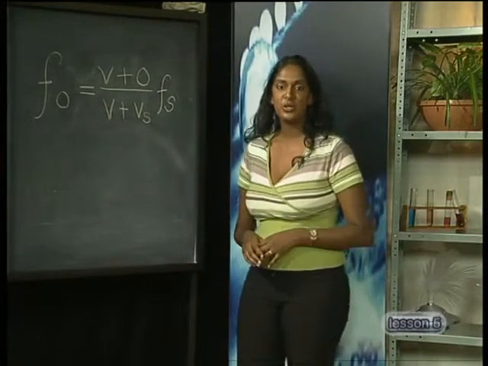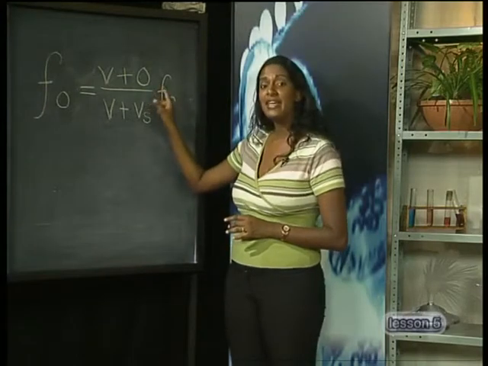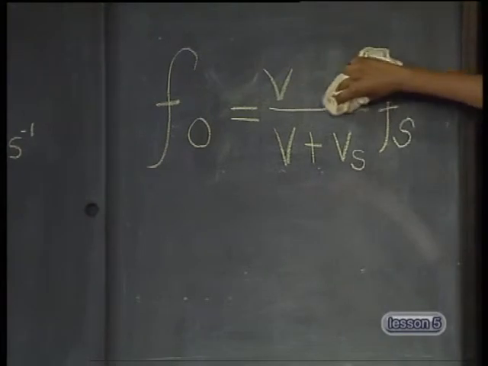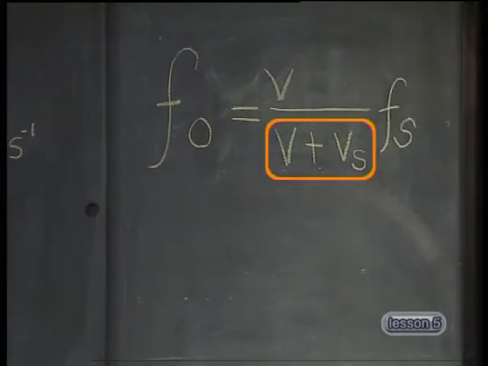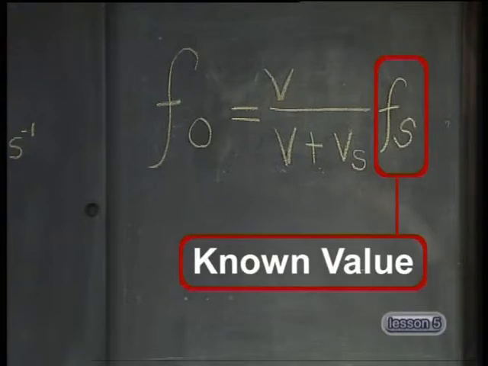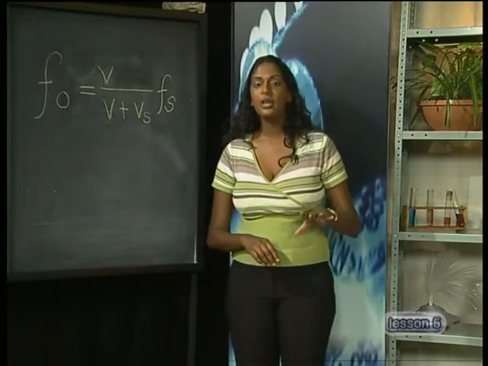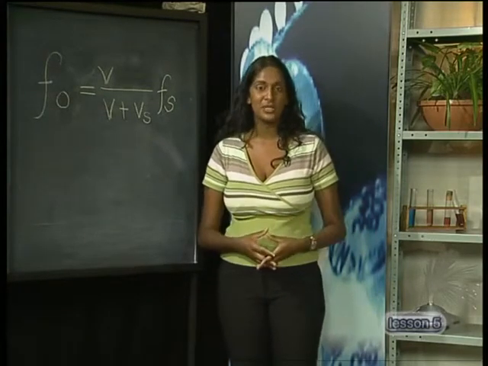If we substitute the value of VO equal to 0 into our Doppler equation, then the denominator of the fraction is larger than the numerator. So we will be multiplying the source frequency by a number that is less than 1. Remember, the frequency of the source, the moving blood cell, is the same as the transmitter, which we know. This tells us that the observed frequency will be lower than the frequency of the sound waves at the source.